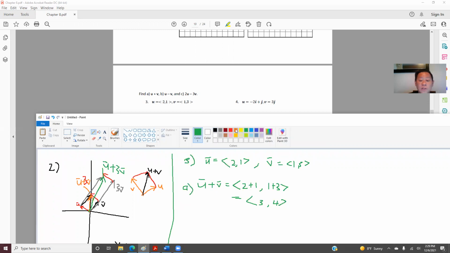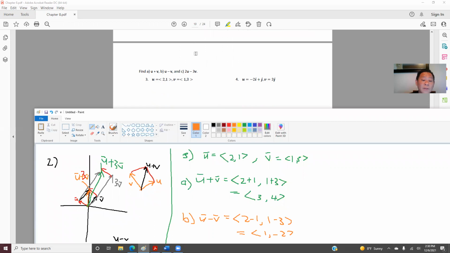And if a question wants you to find u minus v, what you do is you just subtract them. So you take 2 minus 1 and then 1 minus 3. So this will become 1 and negative 2. So this is u minus v.